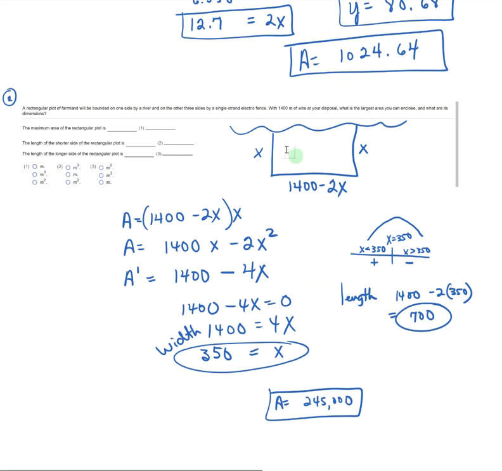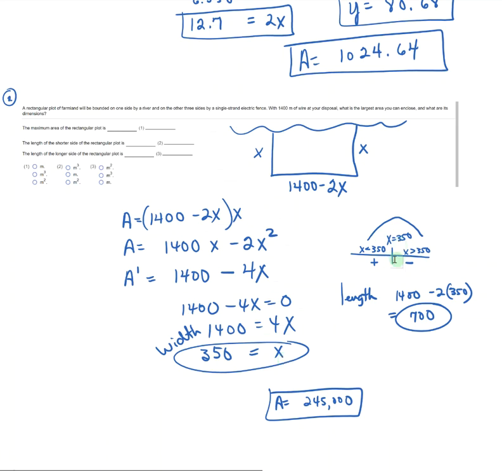Okay, so the area for this, if we know that this is a rectangle, these opposite sides are equal. So that's an x, that's an x. You had 1,400 meters of wire. So this side, using up the 2x, is 1,400 minus 2x. The area, length times width, multiply those out, take the derivative, set it equal to 0, and so you've got 4 dividing into 1,400, that is 350 is your x value.